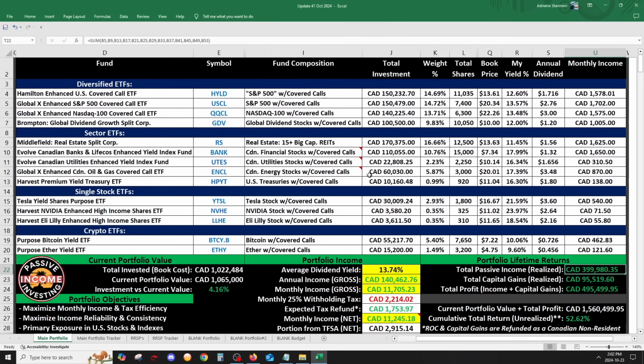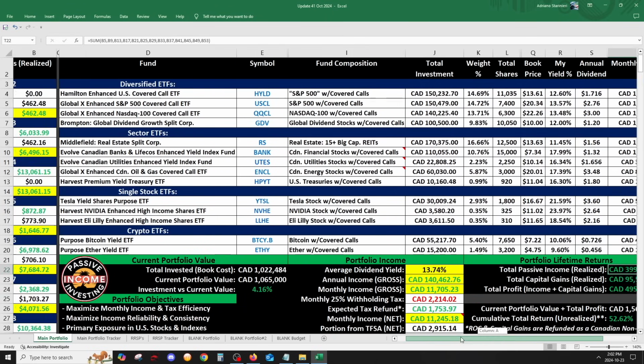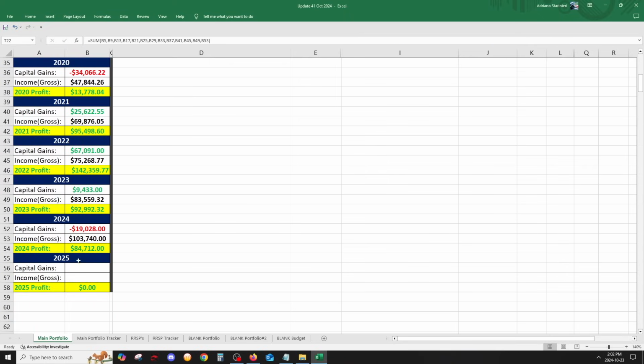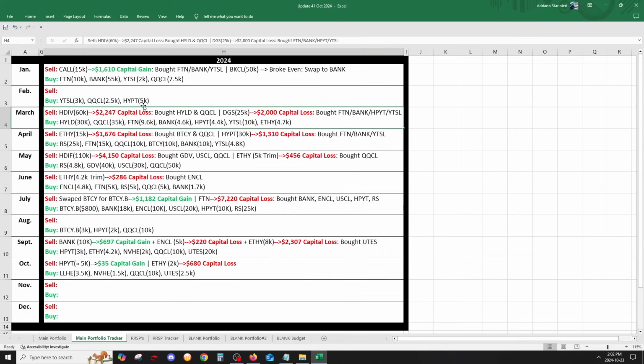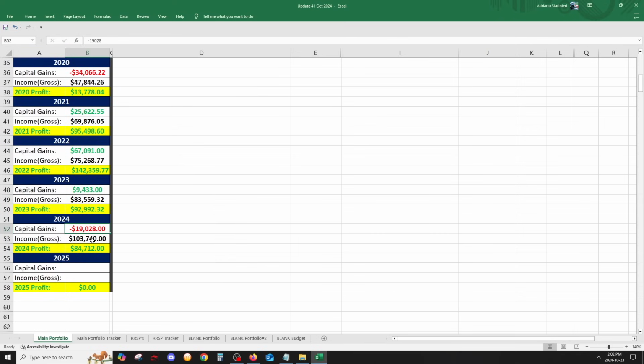So I am about to cross $400,000 of passive income realized, right? If you scroll to the left, by the way, and go down, you can see every year what my capital gains from trading are. What I mean by trading is buying low, selling high, or buying low, selling lower. These are basically all the capital losses and gains added up. And the income is basically all the dividends and distributions. So I just cracked over $100,000 of income.